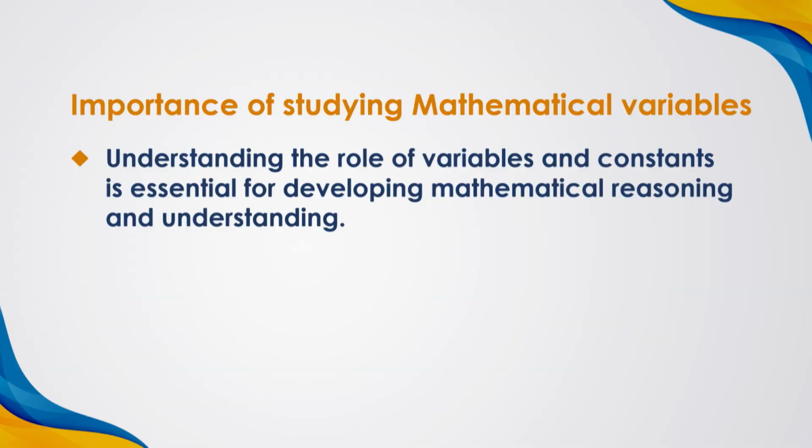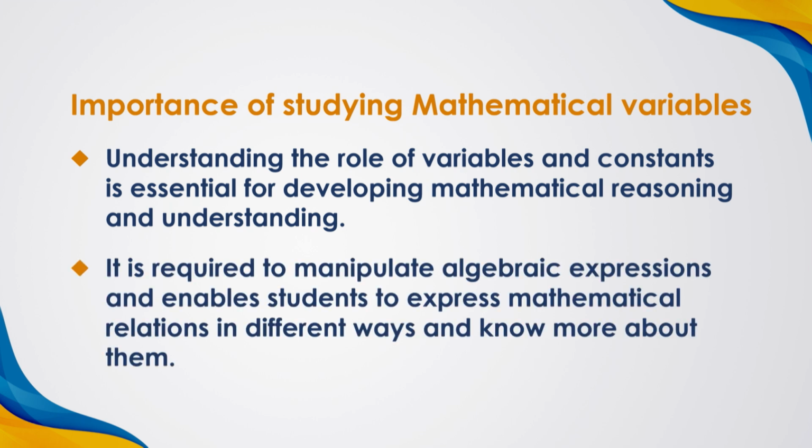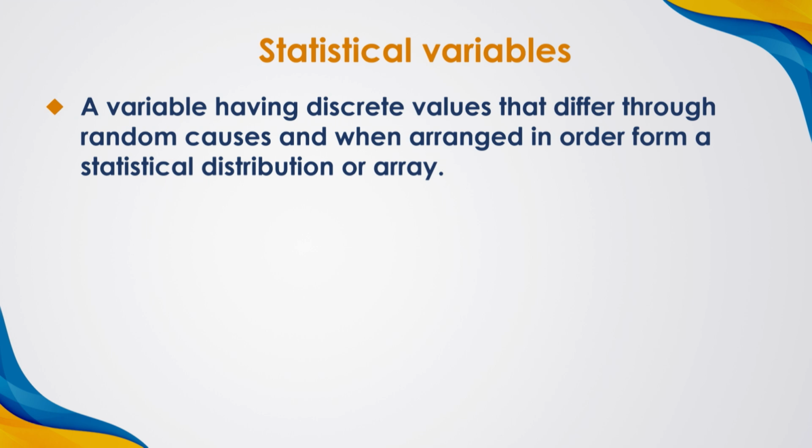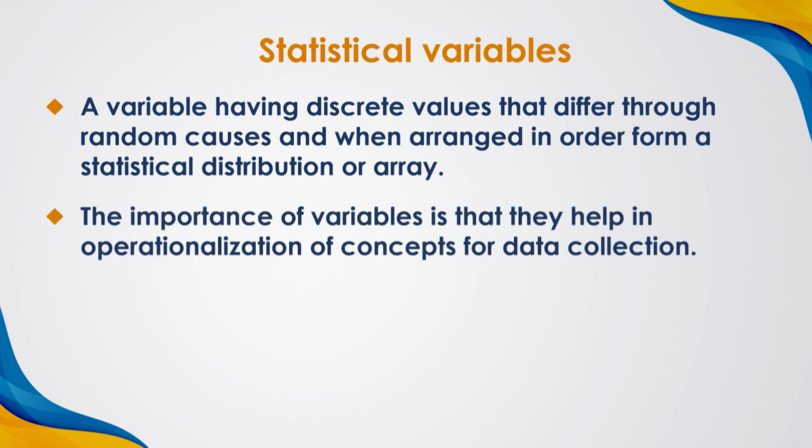Importance of studying mathematical variables, if you consider what it means: understanding the role of variables and constants is essential for developing mathematical reasoning. It is required to manipulate algebraic expressions and enables students to express mathematical relations in different ways and know more about them. Statistical variables are the other nature of variables compared to mathematical variables. A variable having discrete values that differ through random causes and, when arranged in order, form a statistical distribution or array. The importance of variables is that they help in operationalization of concepts for data collection.